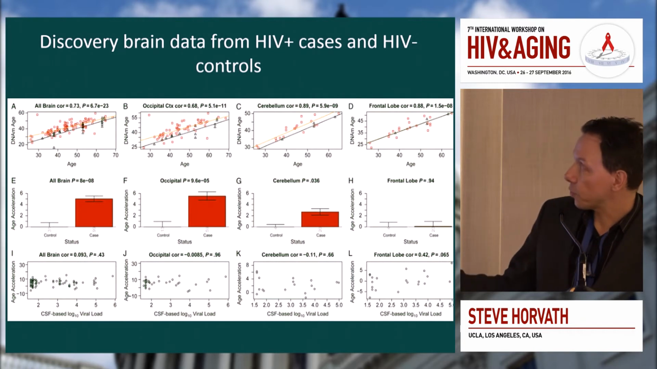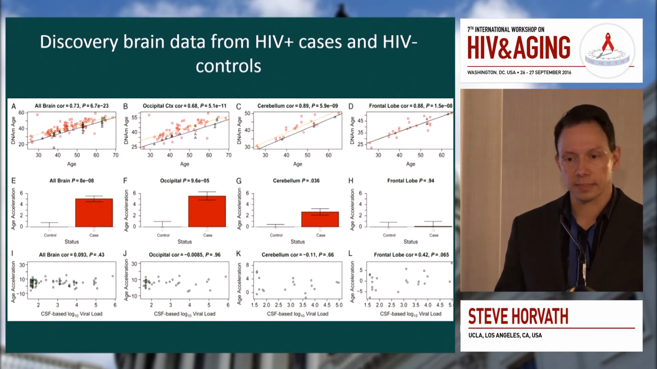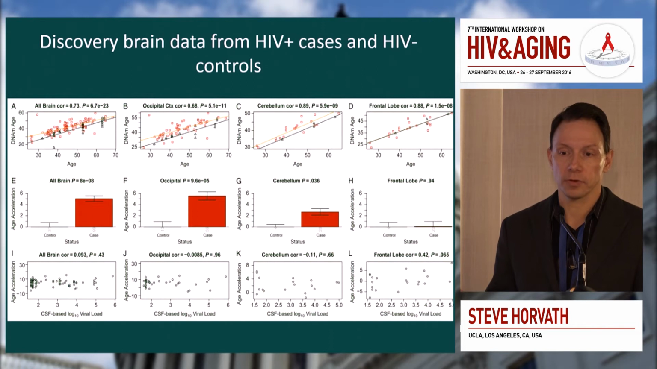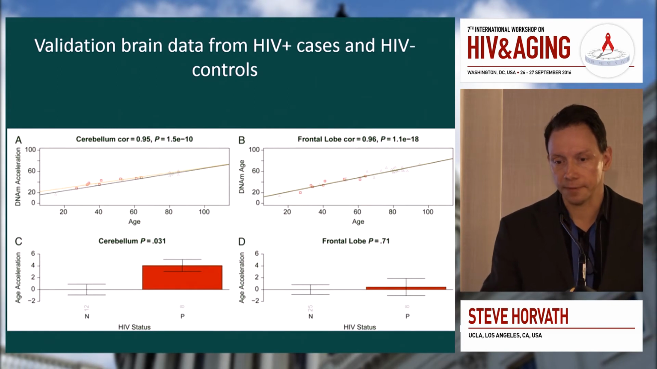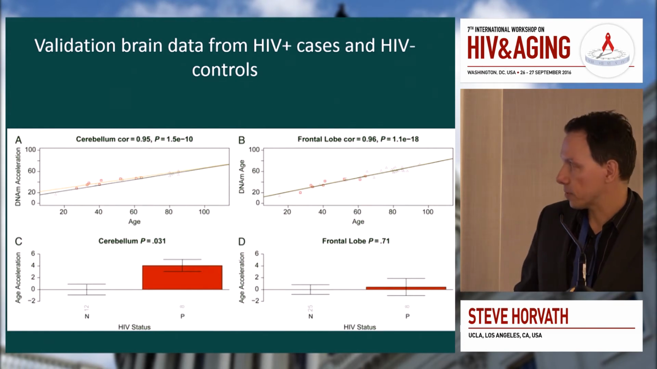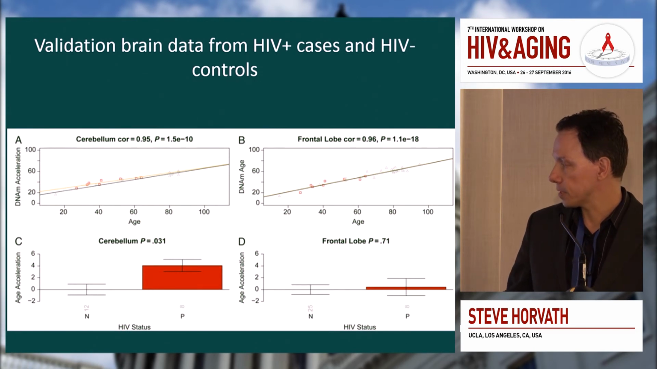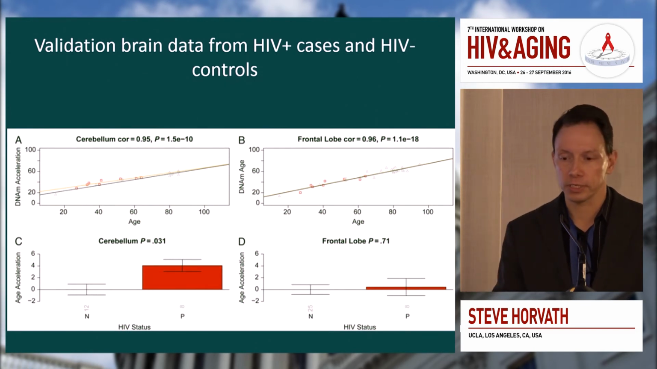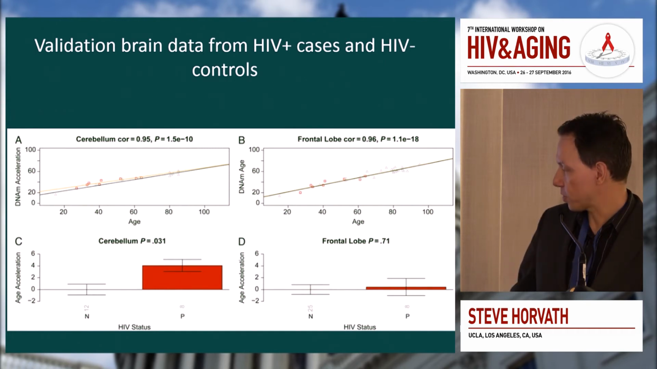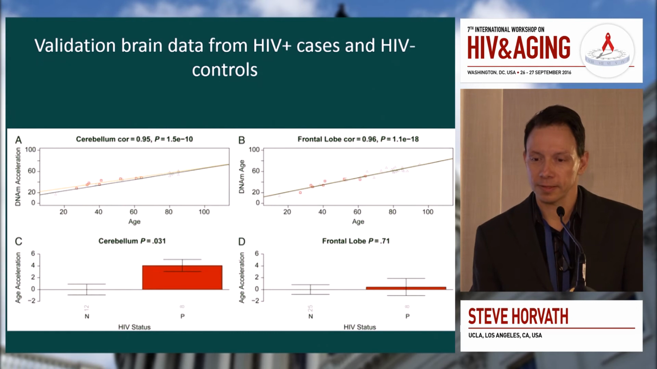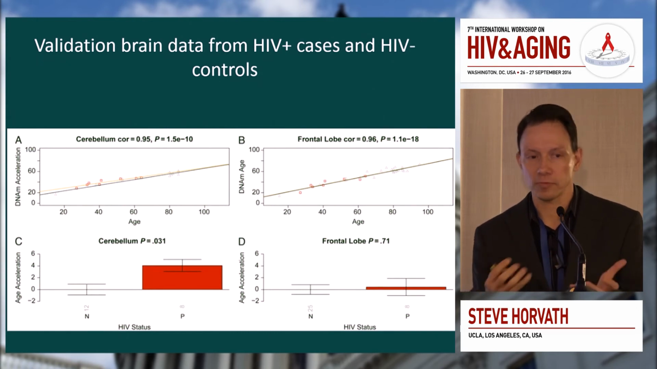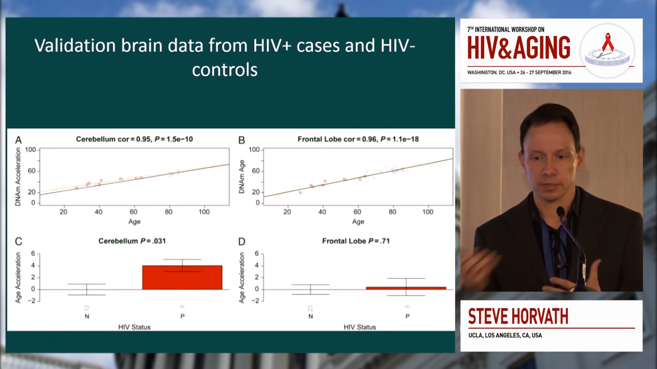Now, this was the first brain data set. We call it the discovery brain data, but then we generated a second brain data set, the validation brain data. It was much smaller, but again, we found that the cerebellum exhibited age acceleration. And again, the frontal lobe did not, so there you have it. So I think it will be interesting to look at what brain regions show age acceleration and which don't.